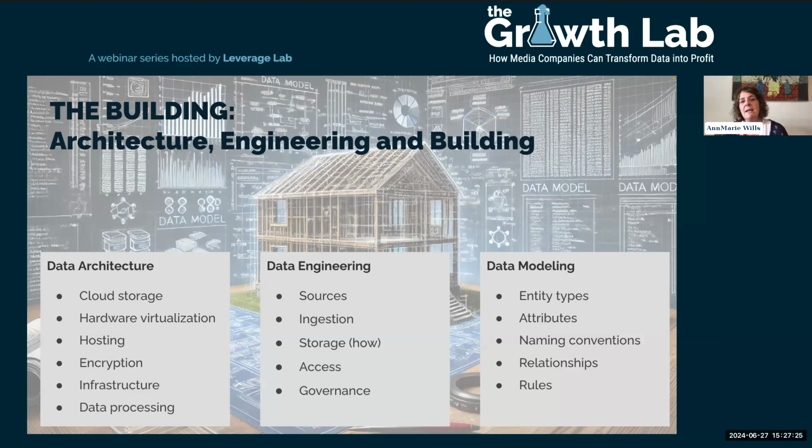And then the engineering is about what are the data sources? How are we bringing them into the environment? How are we utilizing different types of storage, accessibility of that data, governance of that data? And then lastly, there's the hands-on work around the actual blueprints and plans. This we refer to as the data model itself. Every industry has a unique data model within what they do.